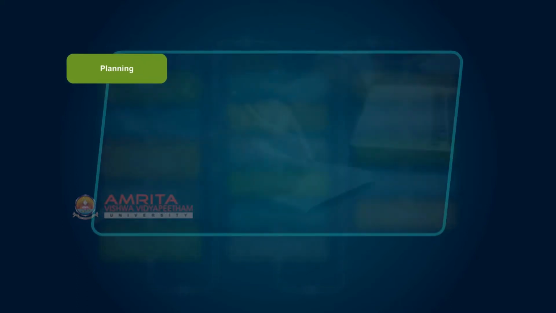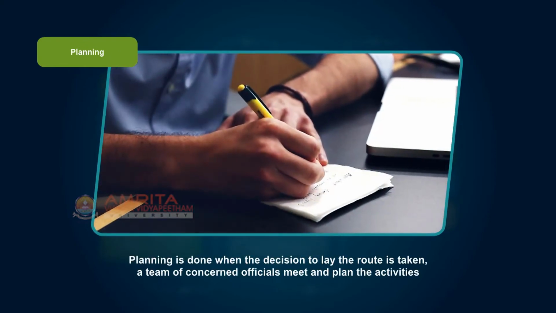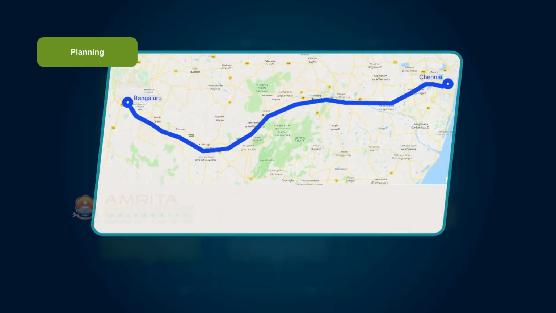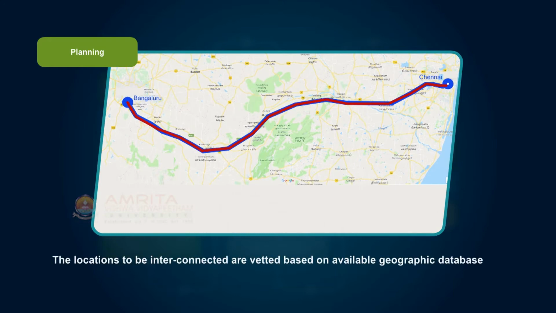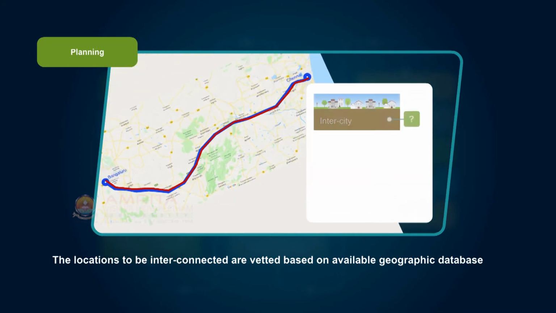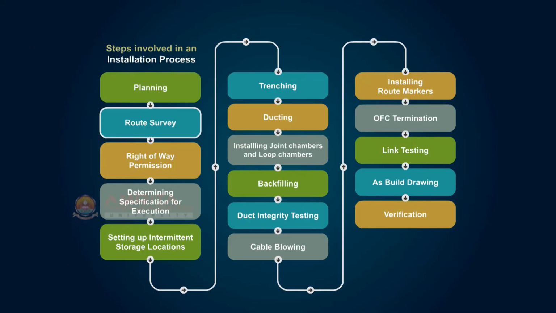Planning. Planning is done once the decision to lay the route is taken. A team of concerned officials meet and plan the activities. Suppose the Chennai-Bangalore route is to be routed with the fiber optic cable network. The locations to be interconnected are vetted based on available geographic database and a detailed route survey is initiated.